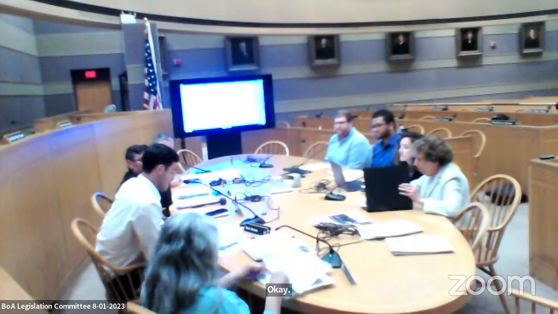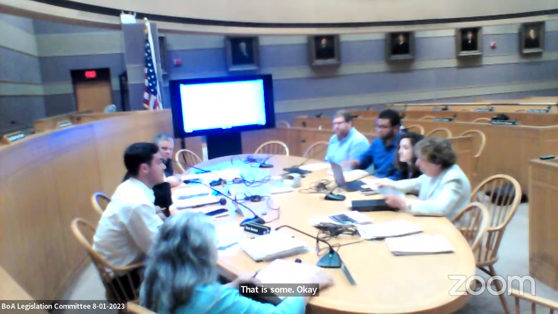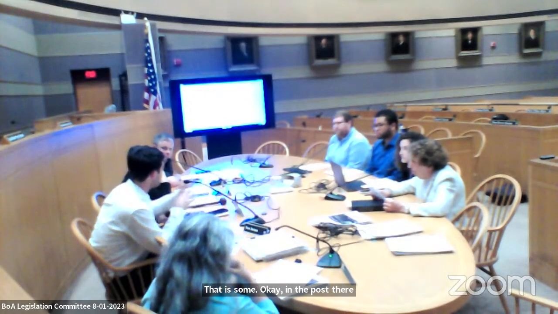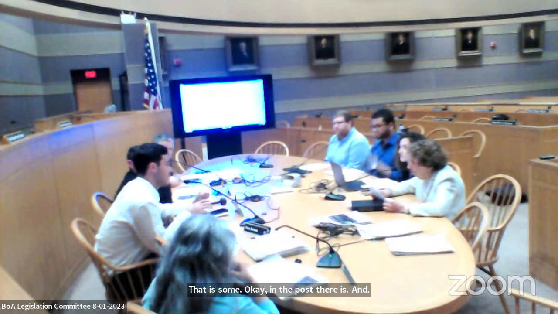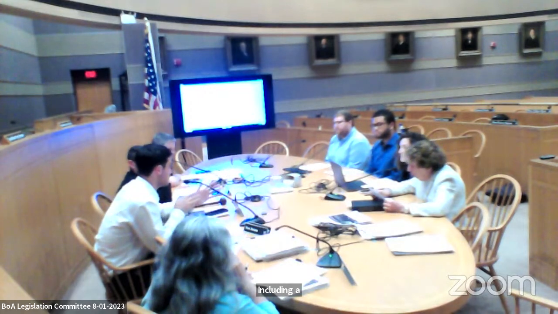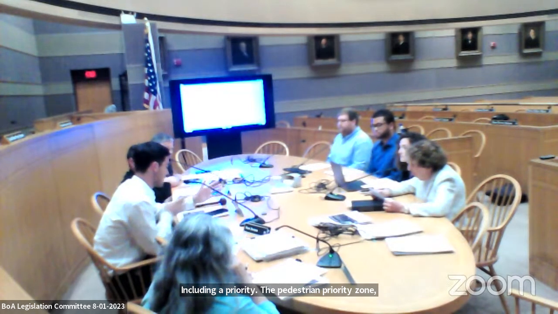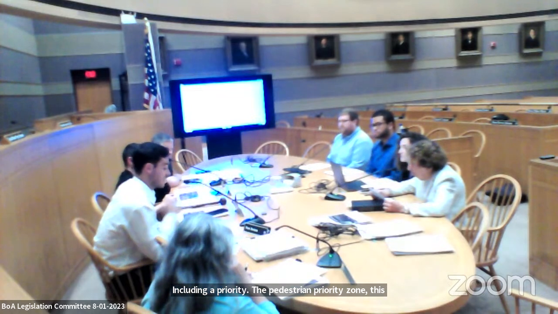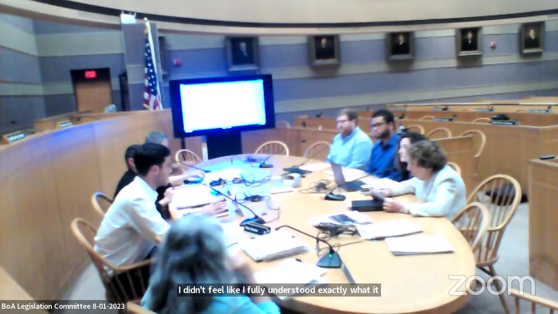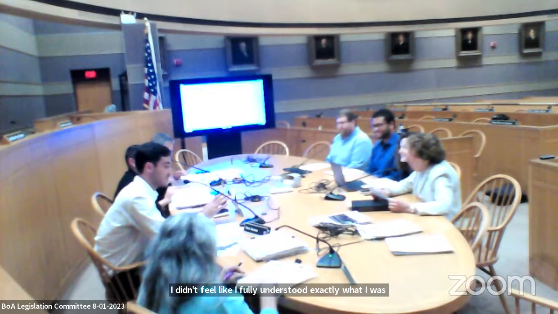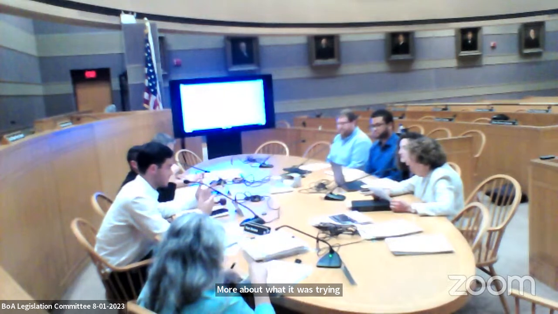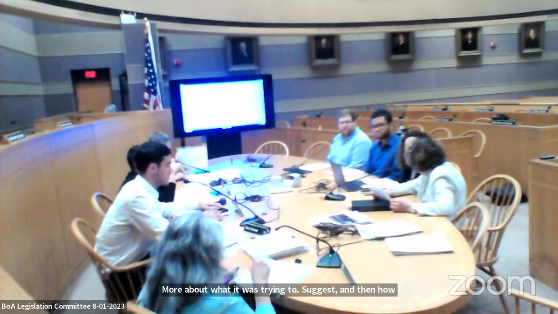Quick question about the proposed zone. There is a diagram of the streetscape, including a pedestrian priority zone, building amenity space, and a maximum setback. I didn't feel like I fully understood exactly what it was trying to get at, and I was wondering if you had any concerns or thoughts about what it was trying to suggest and how it might impact developments such as what you were describing.